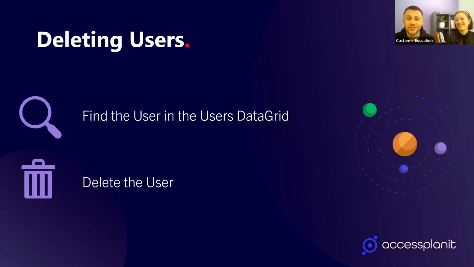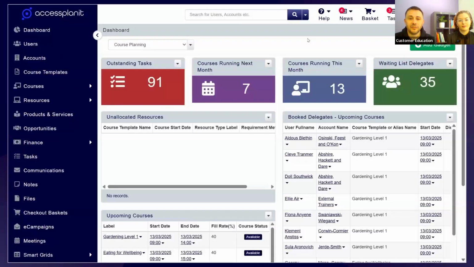Funnily enough, there's just 2 steps here as well. So let's find the user again. But this time we're going to change the user status to deleted. Remember, this process only works if the user doesn't have a training or financial history. Let's see the full process again.